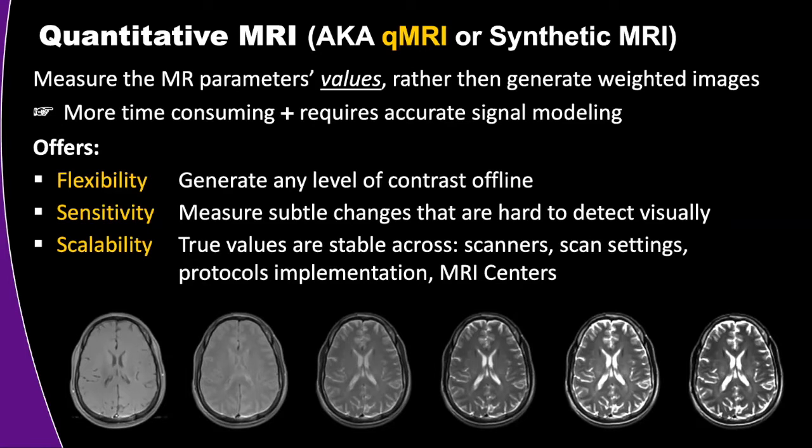And third, and no less important, is scalability. If we can measure the true values of a certain parameter, ground truth value, then it would be invariant to scanners, to scan settings, to MRI centers. And this opens up the possibility to run longitudinal studies, even though our software version changed, or multi-center studies, where we have different vendors, different MRI scanners at different centers. And this scalability is something that really limits MRI today, because contrast-weighted images would not always come out the same on different scanners.